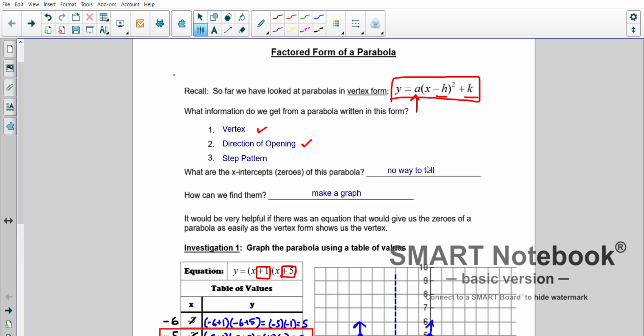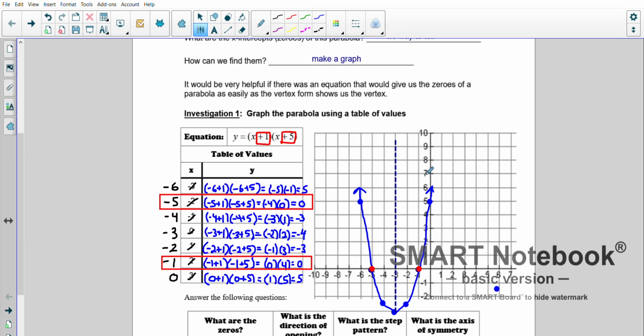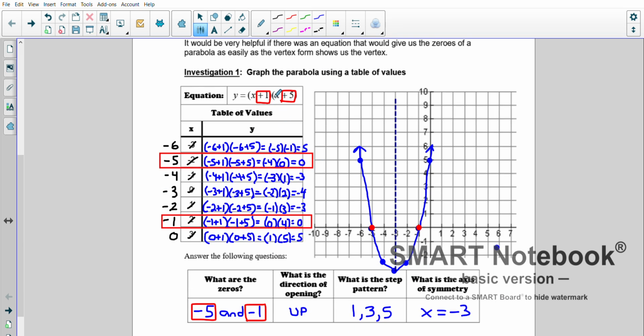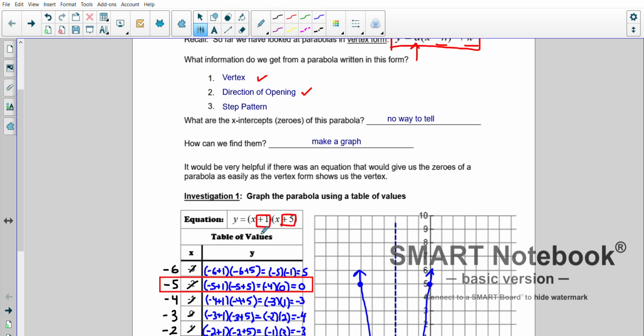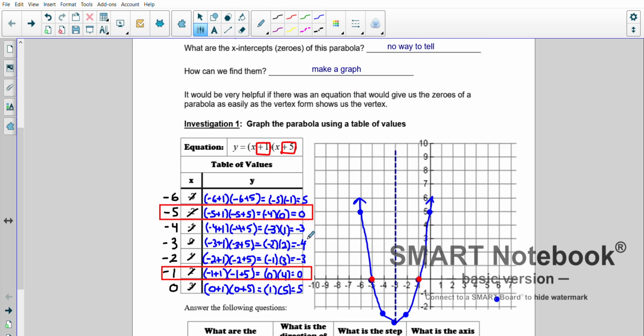So, what does an equation in the factored form look like? Well, here's an example of one. This looks totally different than the vertex form. This is the vertex form. Look at this factored form. It's two brackets, and there's an x in each of them. So, what this wanted you to do is discover, what does this look like through investigation and table of values.